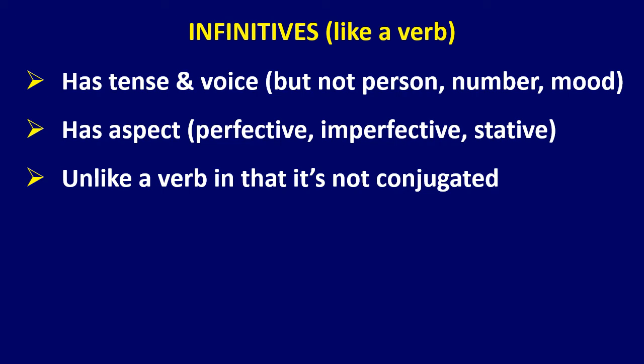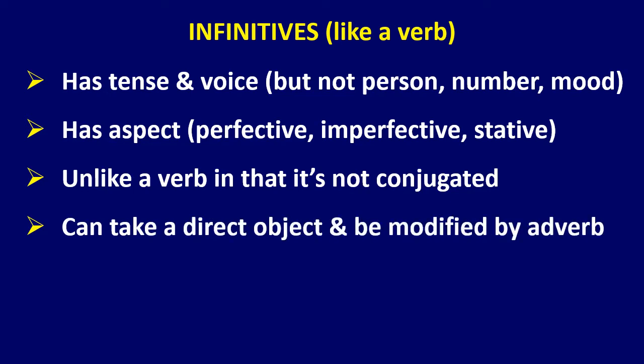And in addition to those characteristics, infinitives are unlike a verb in this sense that they're not conjugated. As we saw in the previous paradigm slides, there were no various conjugated forms. You just had the one form for tense and for voice. And so that really cuts down on the number of forms, fortunately, because infinitives are not conjugated. They can also take a direct object and be modified by an adverb, as we'll see.